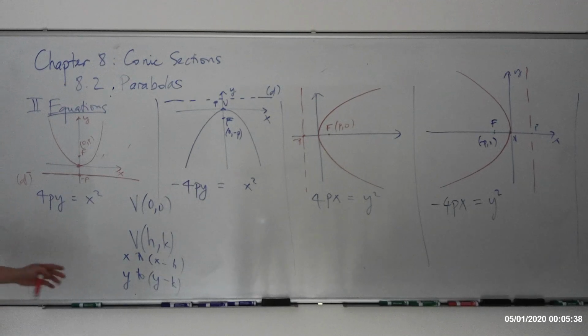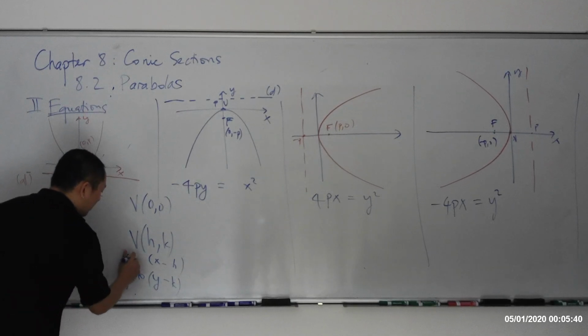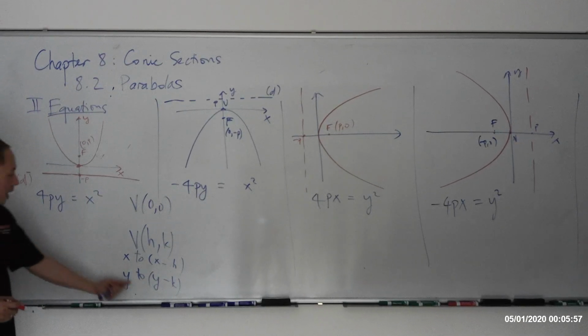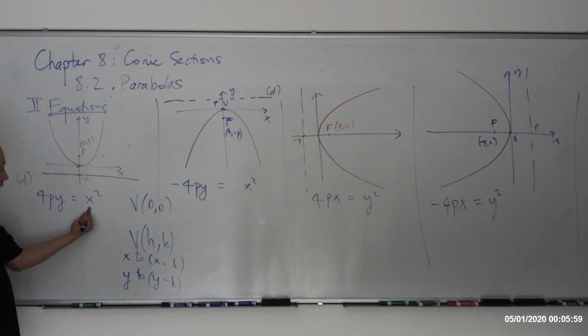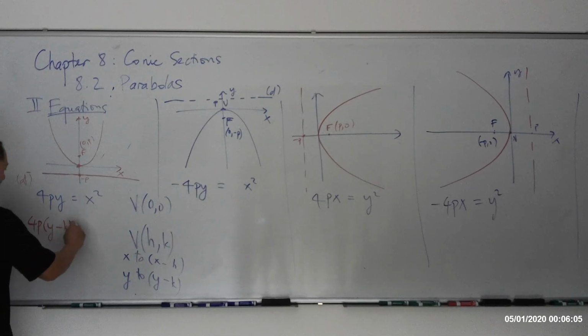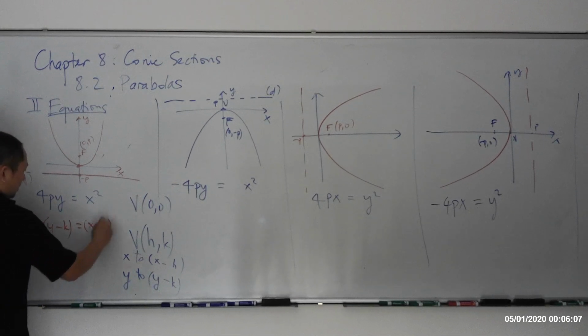Just in case it's not quite clear what we're talking about here, I will refer you back to the video clips called graphing transformations, which explain that idea. In general, if you have the vertex at (h, k), keep in mind that whenever you see a y, you change it to y minus k, and whenever you see an x, you change it to x minus h. You have 4p times (y minus k) equal to (x minus h) squared.